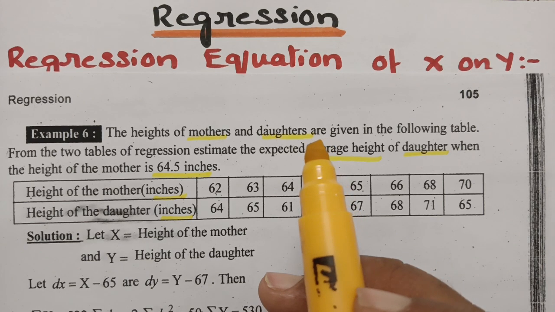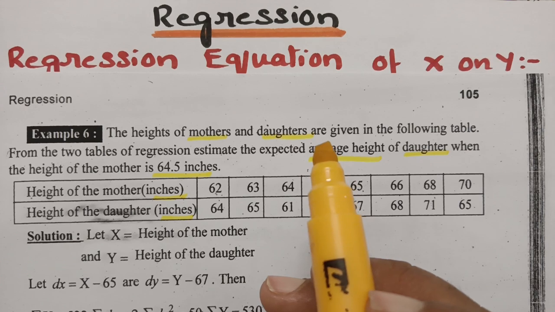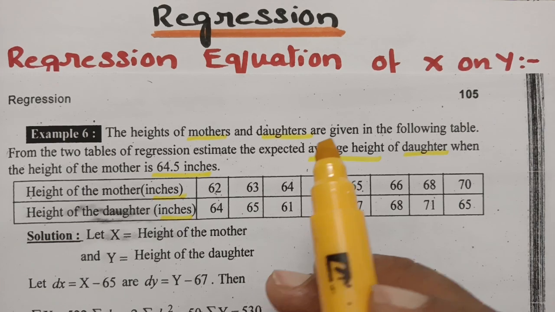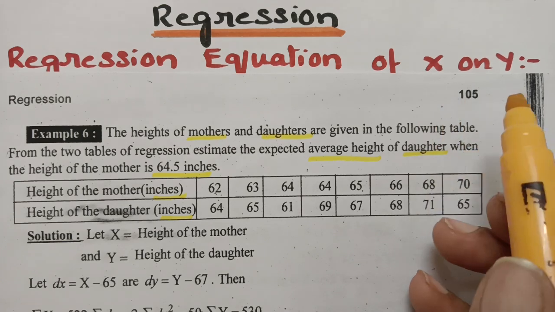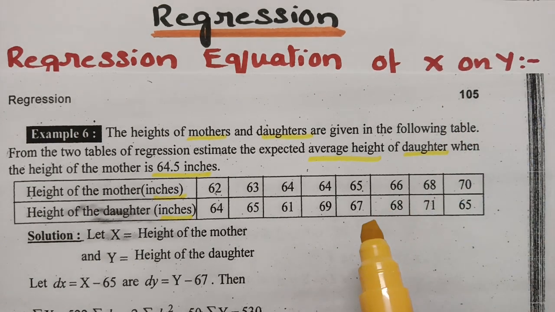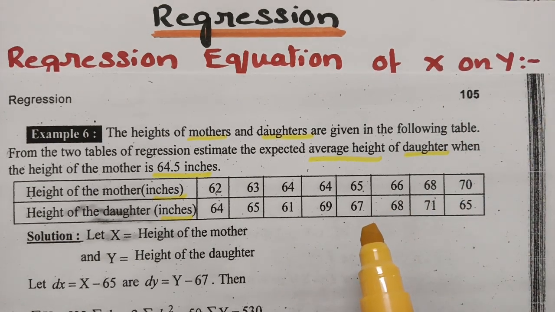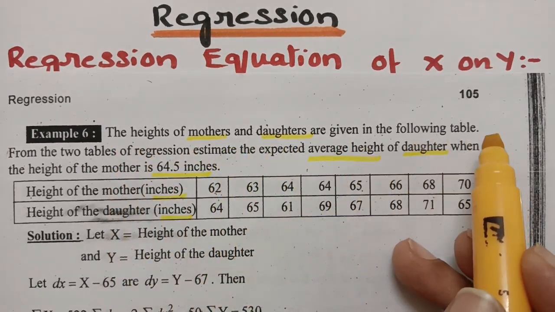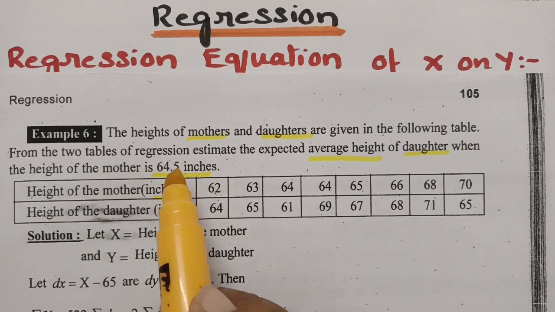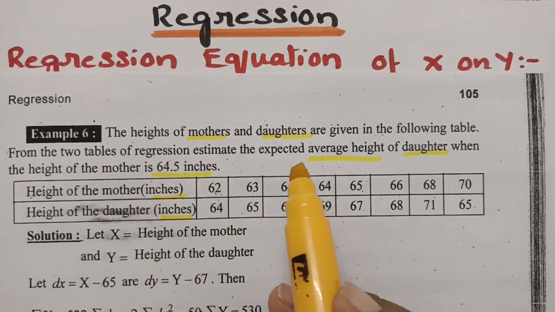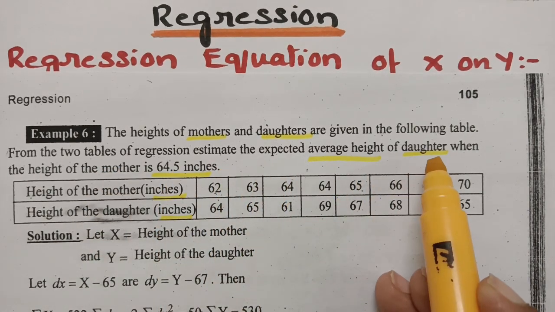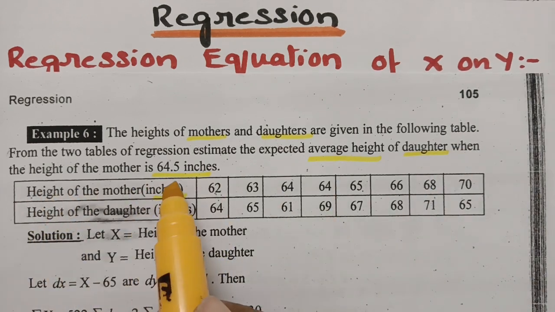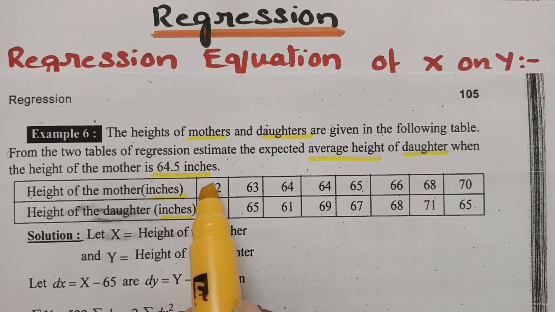Coming to the point, today's topic is regression. So there are two equations, that is, regression equations of x on y and y on x. And the problem related to this is the most important question here. The heights of mothers and daughters are given in the following table. From the two regression equations, estimate the expected average height of a daughter when the height of the mother is given as 64.5 inches.